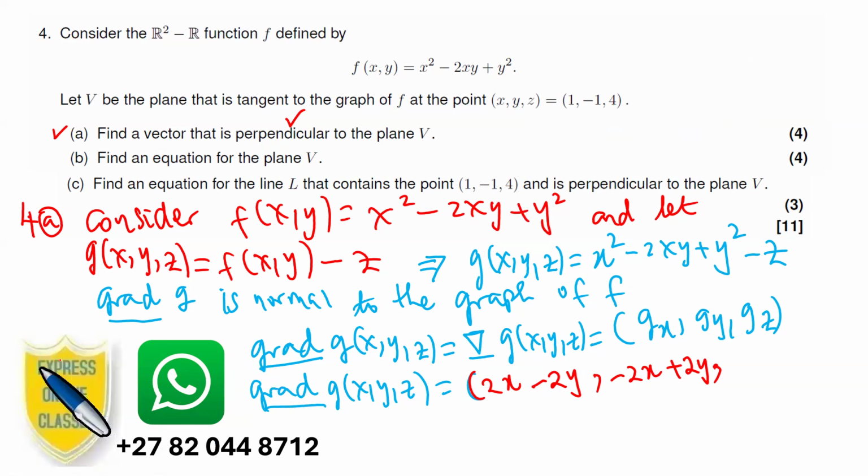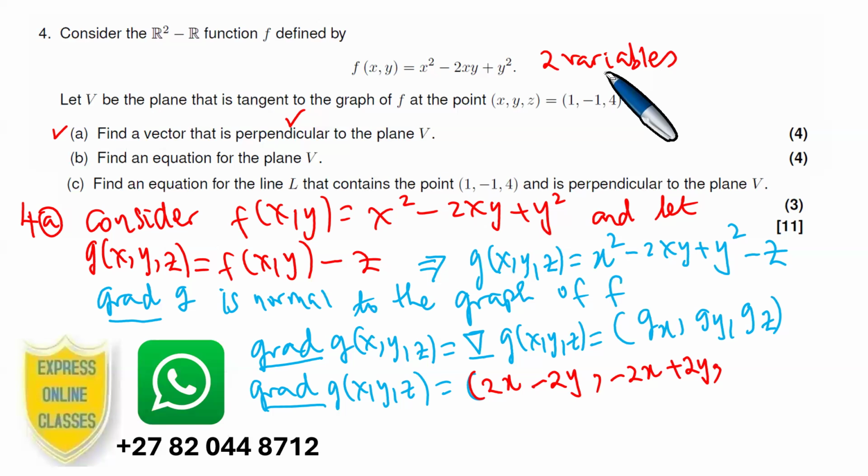Right, so now, okay, we have the function of two variables. This is very important. So if this function is a function of two variables, we introduce another function g, and this g is of three variables. Because the point is actually an ordered triple, because we are told to let V be the plane that is tangent to the graph of f at the point. So this plane is tangent to the graph of f at the point.